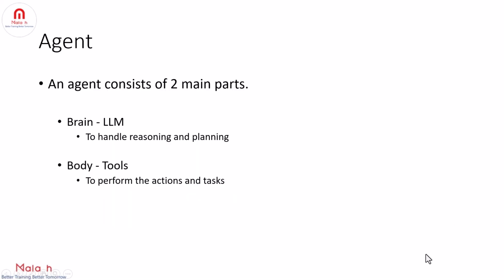Now, let's further simplify the definition of an agent. An agent consists of two main parts. The first one is the brain. Brain is nothing but the LLM, that is the large language model. We will learn about large language models in detail in the next lecture. It also handles reasoning and planning. And the second part is the body. The body is nothing but the tools which enable the agent to perform the actions and tasks. The action can be sending an email by accessing the email tool.